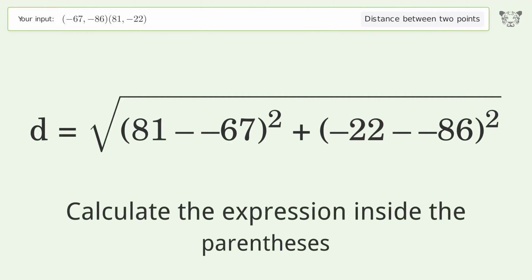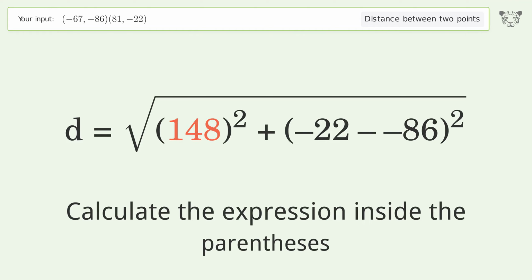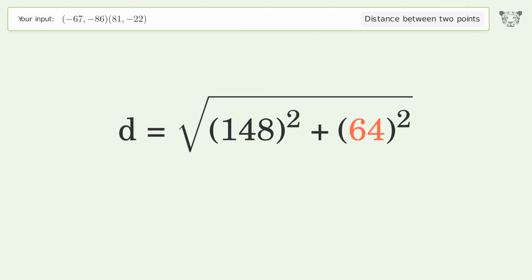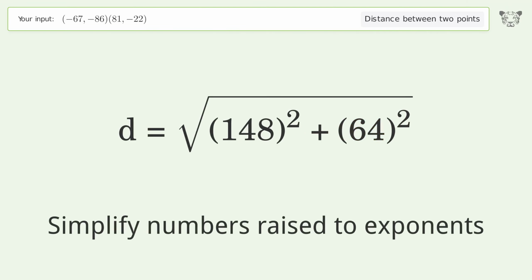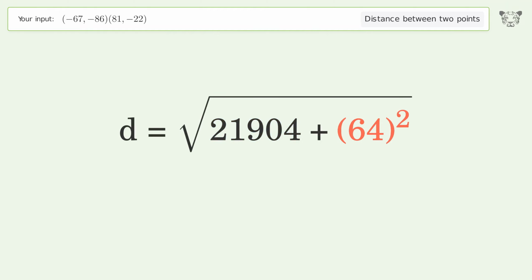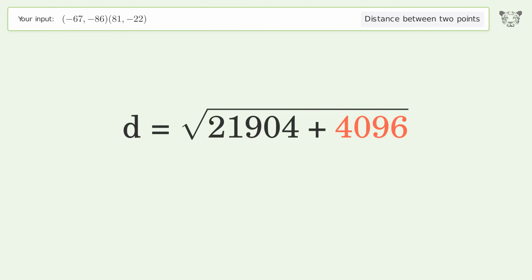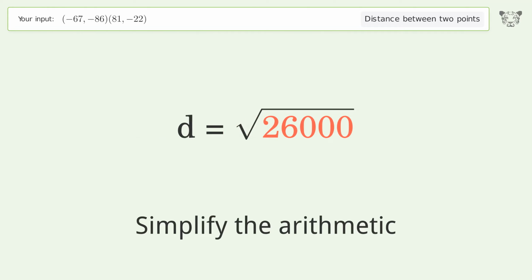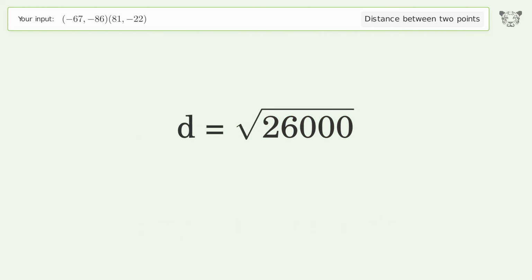Calculate the expression inside the parentheses. Simplify numbers raised to exponents. Simplify the arithmetic. And so the distance between the 2 points is the square root of 26,000 or 161.245.